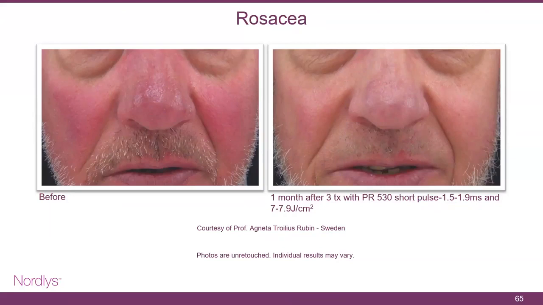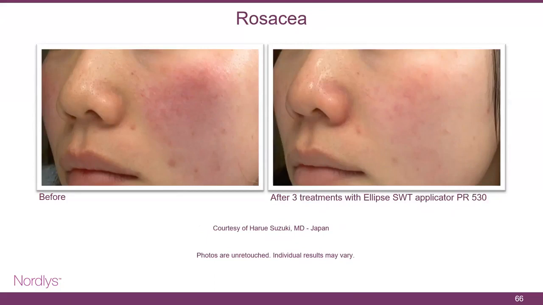So very short pulses between 1.5 or 1.9 milliseconds, and reasonable 7, nearly 8 joules, so reasonably high fluence, but good clearance. Again, 530 on Asian skin, so, or yes, Far Eastern Asian skin, so skin type 4.